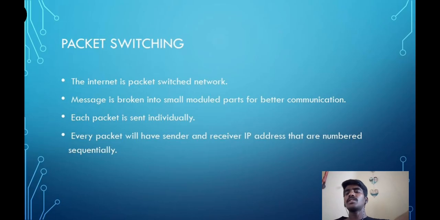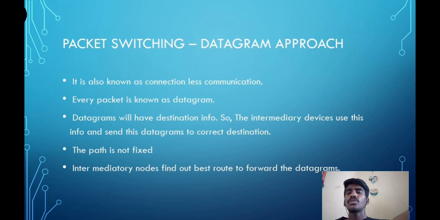Thereafter the third one, packet switching. We can also observe the internet is a kind of packet switching. Packets are nothing but data pieces. Every packet will have the sender and receiver IP address and is numbered sequentially, so it can maintain this order. I just told you before, packet switching is again divided into two types, specifically datagram approach and virtual circuit approach.